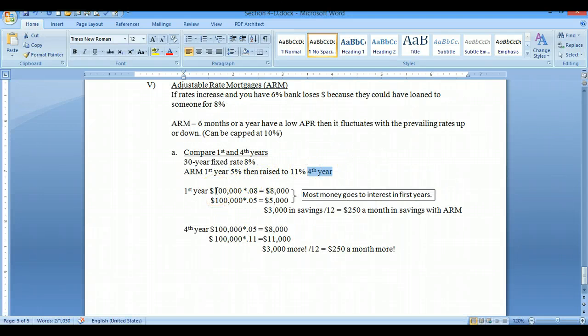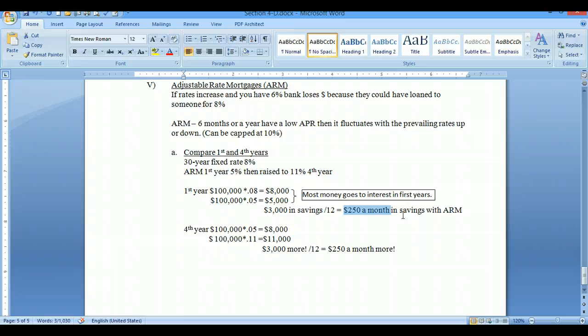The first year we have $100,000 times our APR is about $8,000 going to interest. Then the other one, $100,000 times the ARM, which is 5%, you only pay $5,000. So you save $3,000 over 12 months that first year. So if I divide that by 12, it means I save $250 a month in savings if I go with the adjustable rate mortgage.